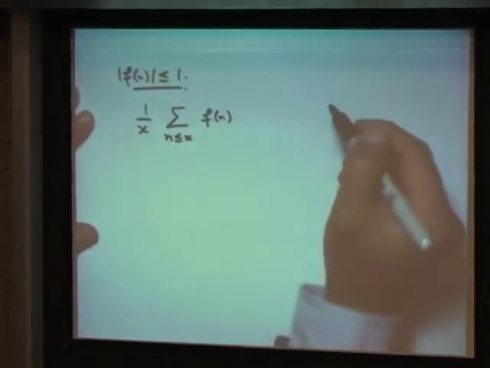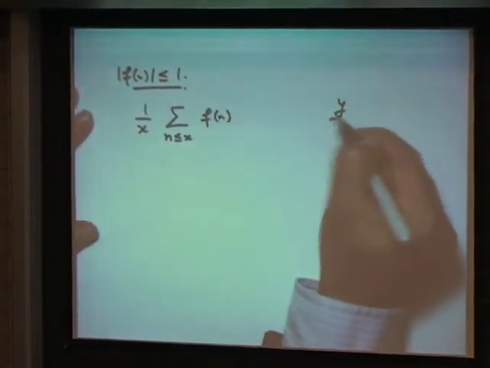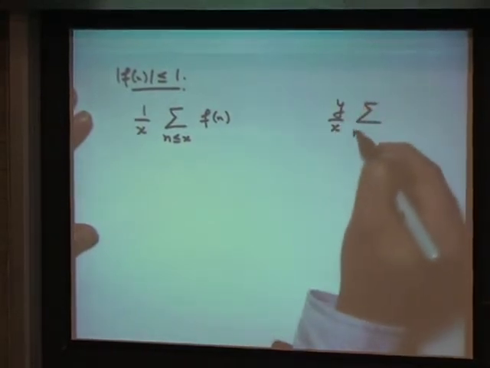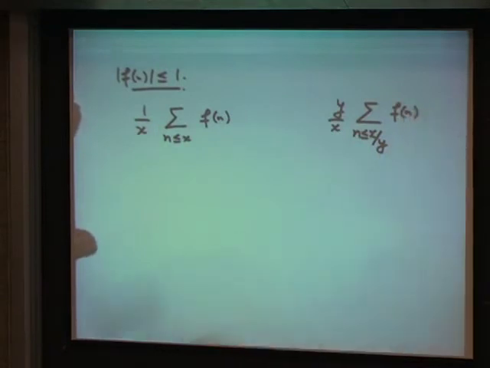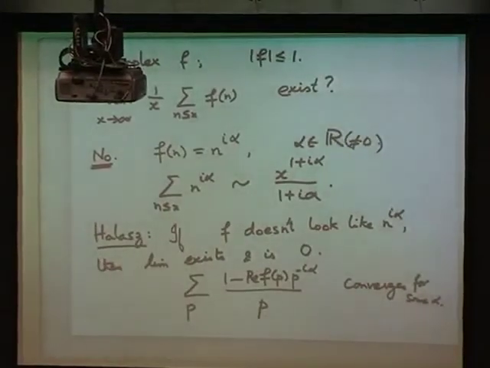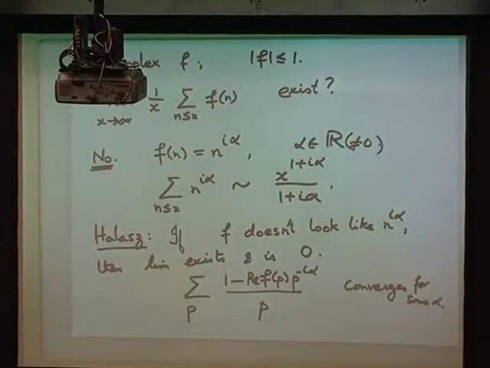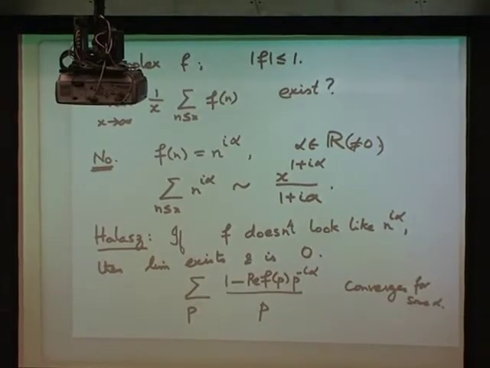And I want to say if there's some relation between this and the mean value at some nearby point x over y. So y might be like x to the 0.001, and I want to say that these numbers are kind of close to each other. Well, of course, they need not be close to each other. If f looks like n to the i alpha, if I take the mean value at x, it would have x to the i alpha over 1 plus i alpha. The other guy would have x over y to the i alpha. So they might be a little bit off.